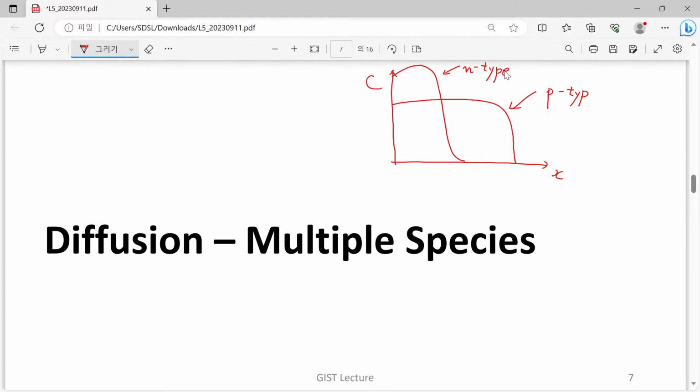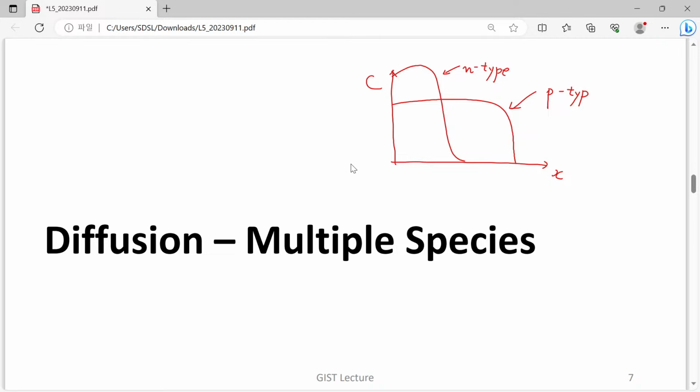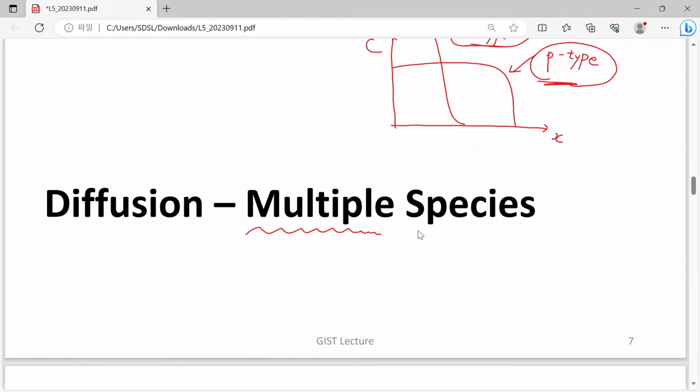After that, you apply certain heat. Then we cannot say like this. Okay, please hold on. You are not allowed to diffuse only n-type. It is not possible. So when you apply certain heat to the system, then both of our p-type dopants and n-type dopants, they are all moving together. So unfortunately, we have to be able to consider multiple species, so multiple atom types in the dopant simulation.